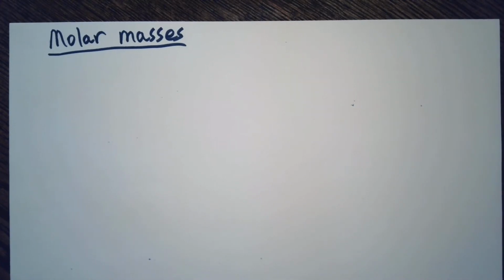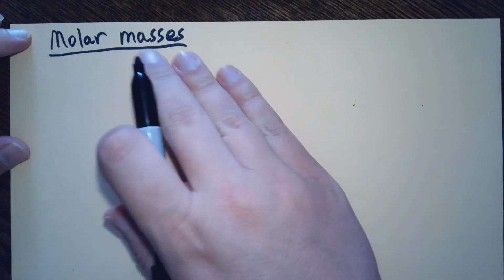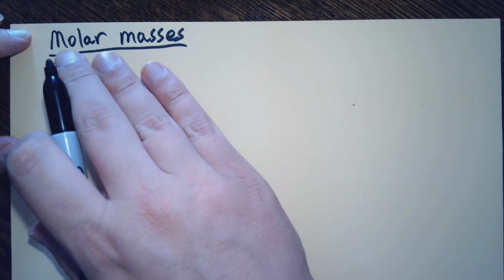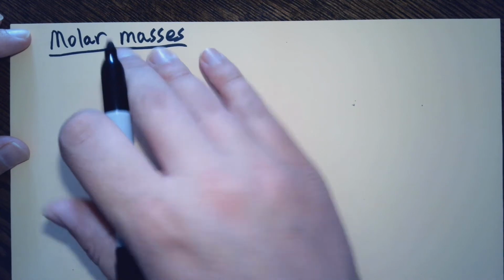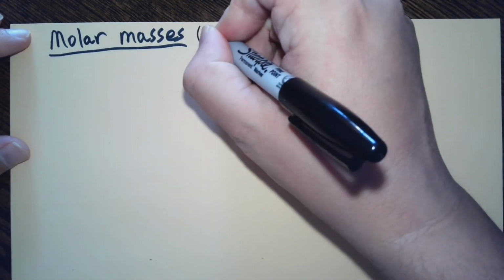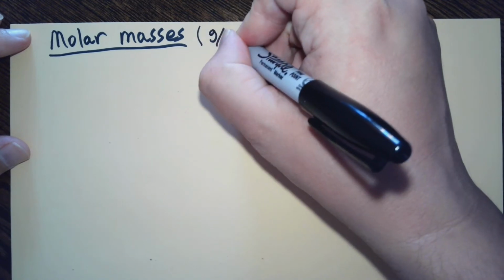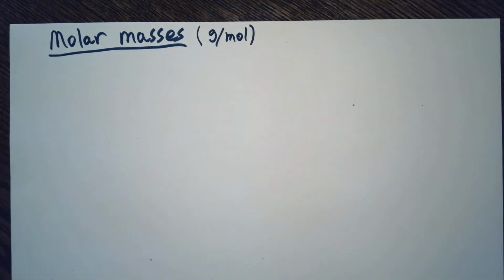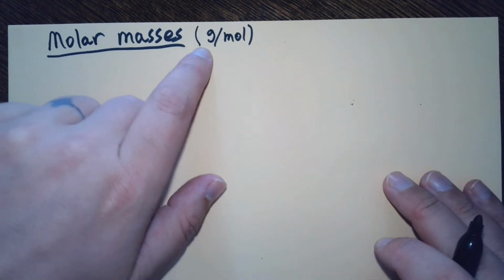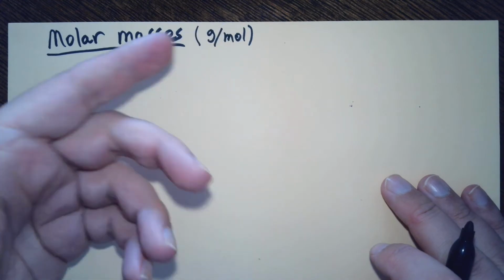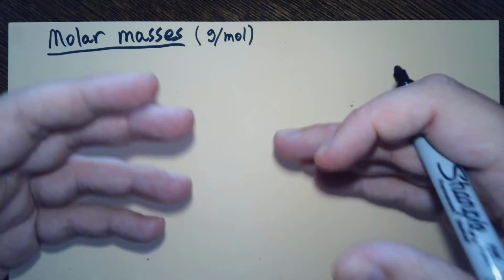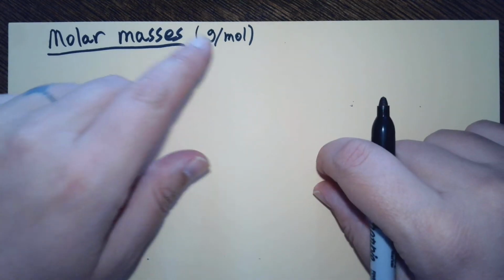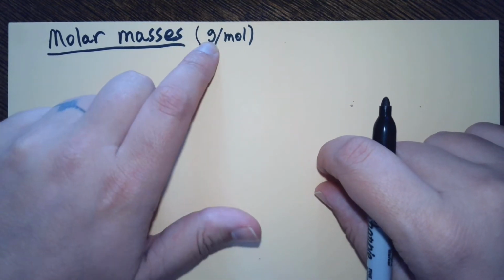Alright, so we're going to build on the idea of moles now, and we're going to talk about molar masses. This is all about the relationship between, you'll never guess, moles and mass. These are always going to have units of grams per mole. What a molar mass is, is just how many grams there are for a mole of something. That's it. So if I have 6.022 times 10 to the 23 molecules or atoms or whatever, how many grams is that? That's what this is.